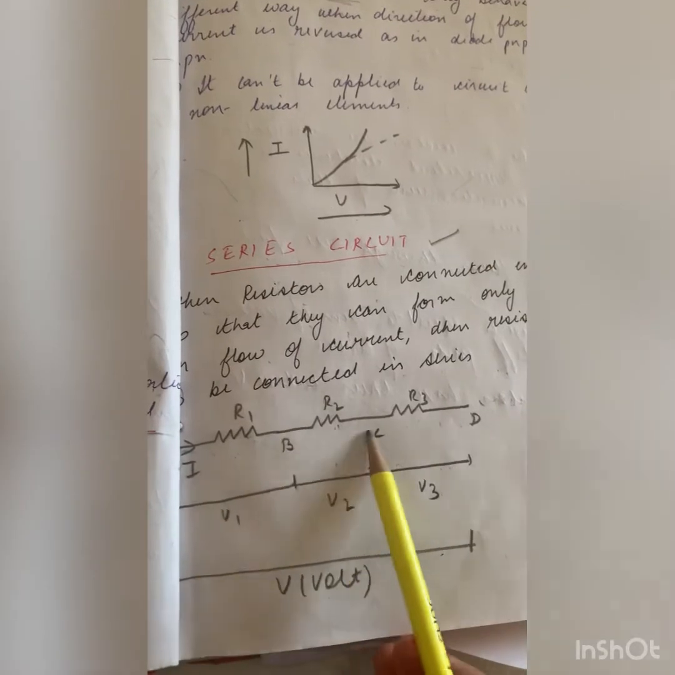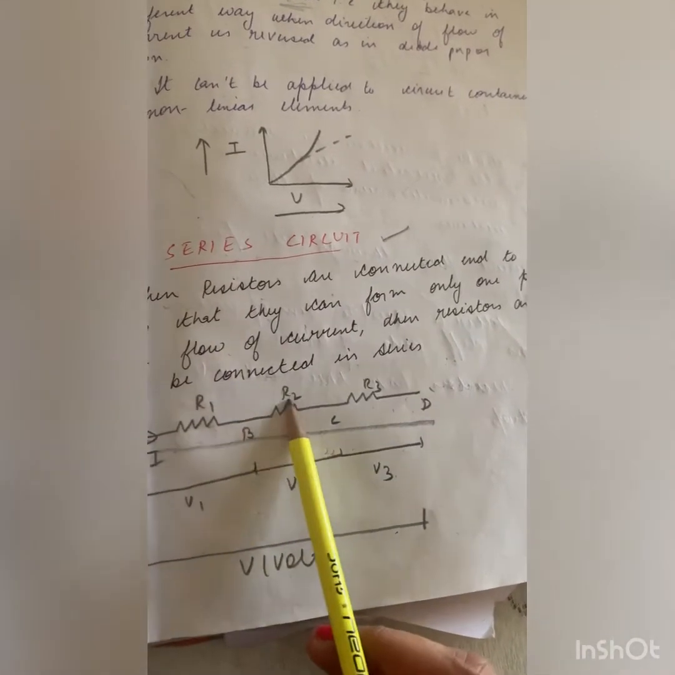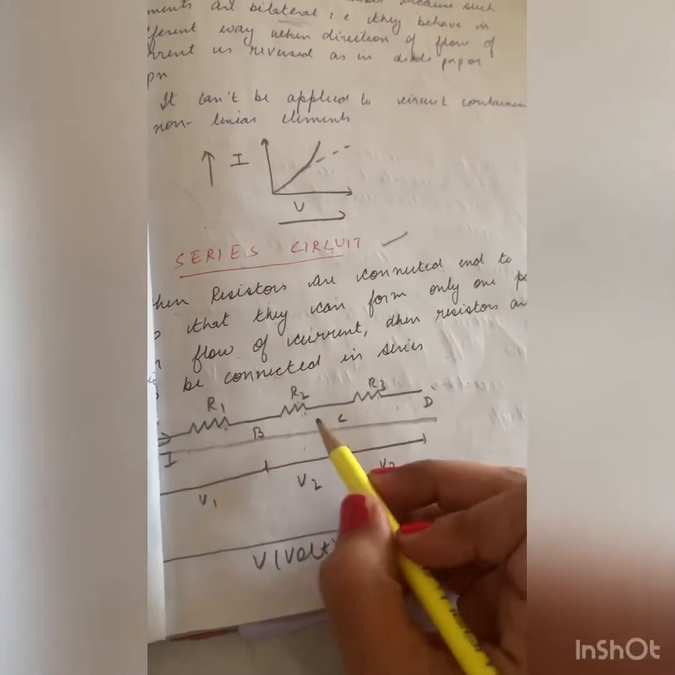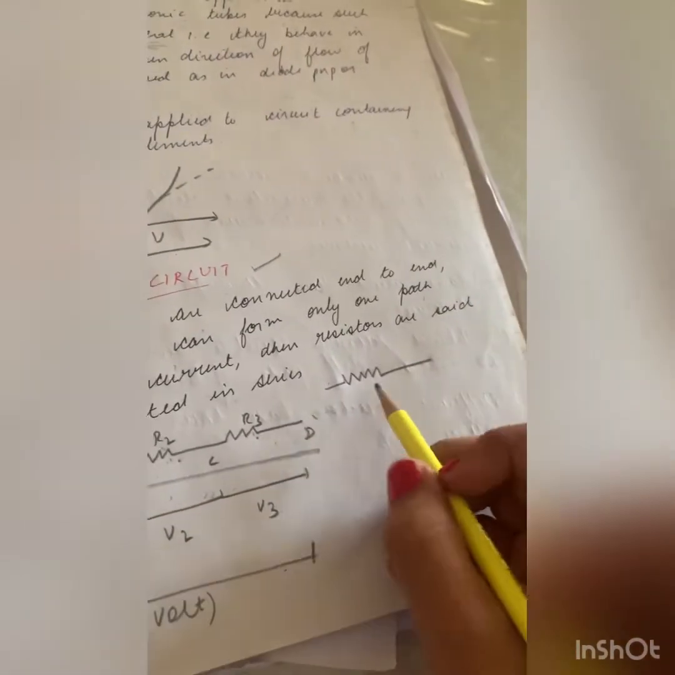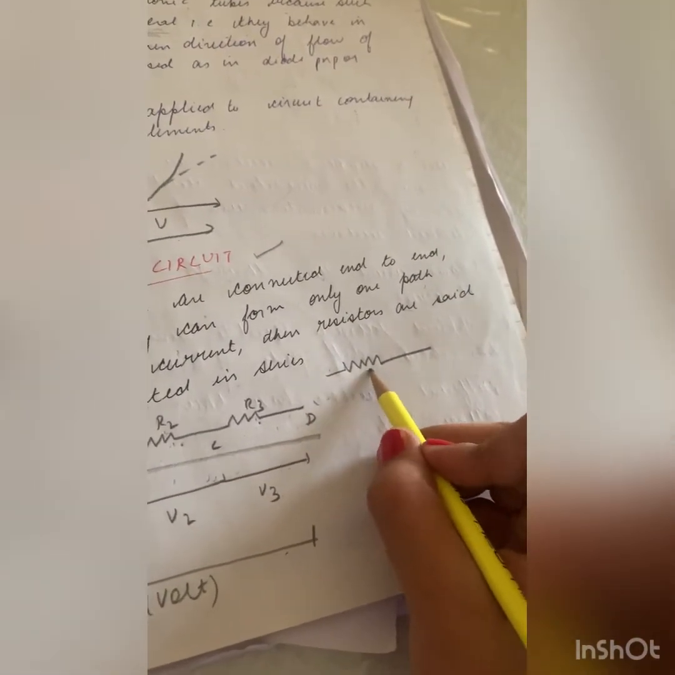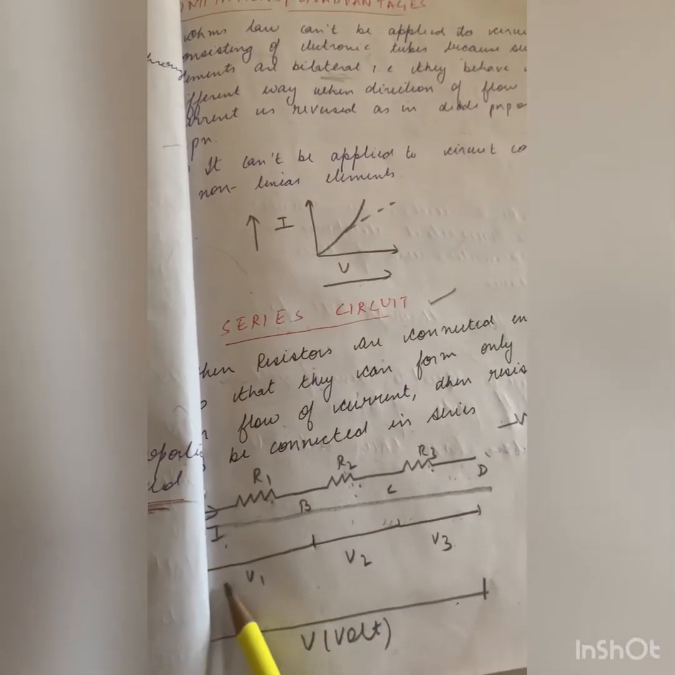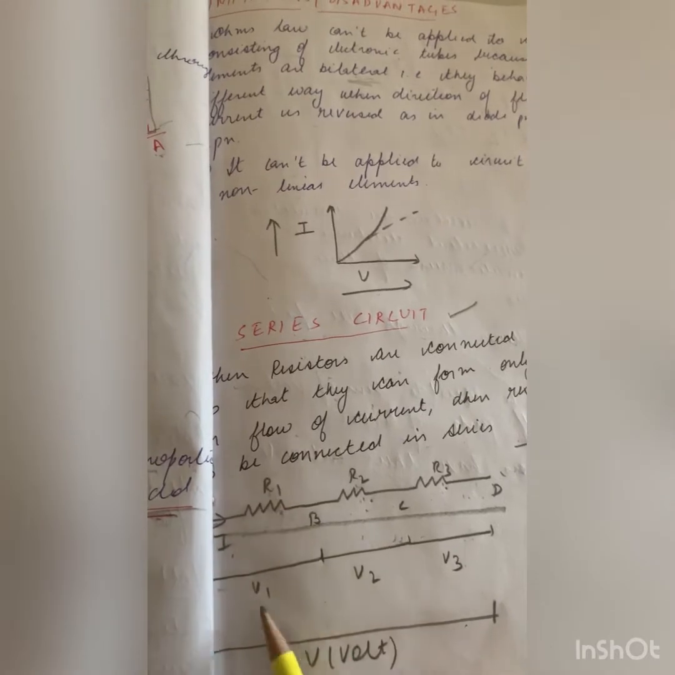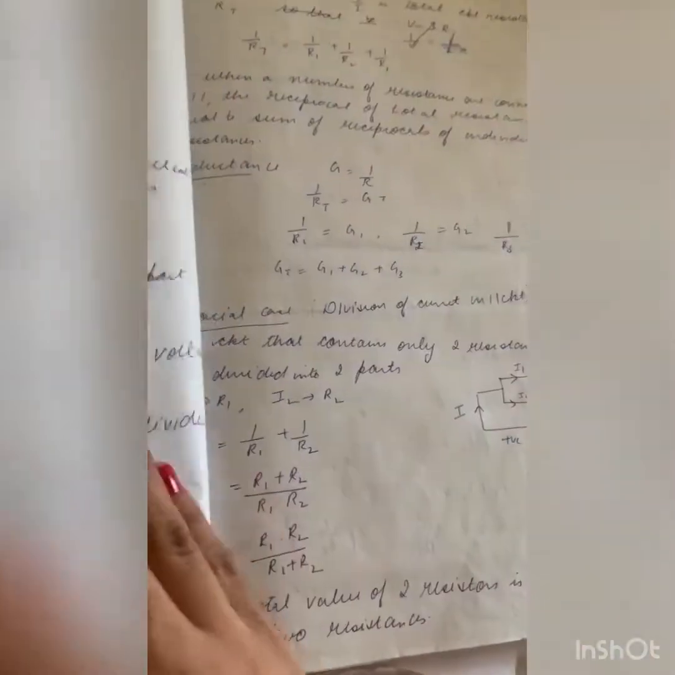Here you can see three resistors are connected, and they are connected in such a way that they form a single path, which means current flowing through R1, R2 and R3 would be the same. This is R1, we call it resistor 1, R2 resistor 2, R3 resistor 3, and I is current here. This is the symbolic representation of resistor. So current will be the same, voltage would differ. In R1 voltage would be V1, in R2 voltage would be V2, in R3 voltage would be V3.